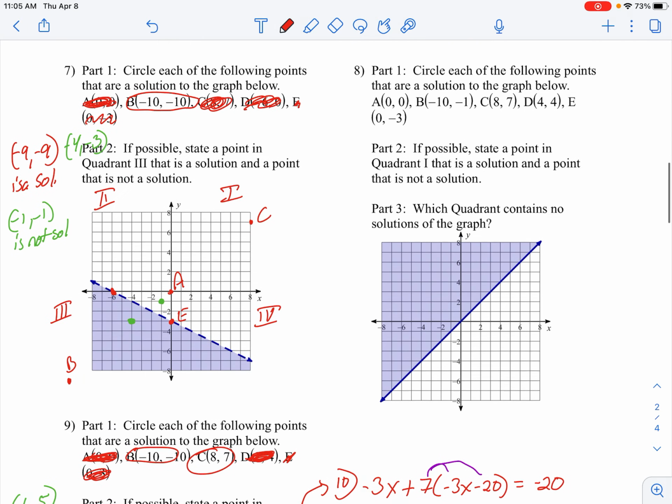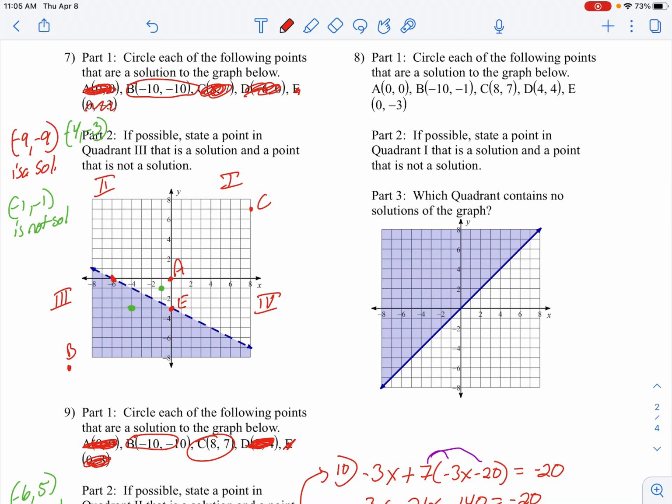And then number 8, which of the following are solutions? A is on the boundary line, and because it is solid this time, that is inclusive. -10, -1, that's +1, is right here. That is in our shaded zone. The shaded zone continues on forever. 8, 7 is almost, but not quite. So no on C. 4, 4, again, we are on the boundary line, and because that boundary line is solid, it is a solution. 0, -3, down here, that is not a solution, so E is not.